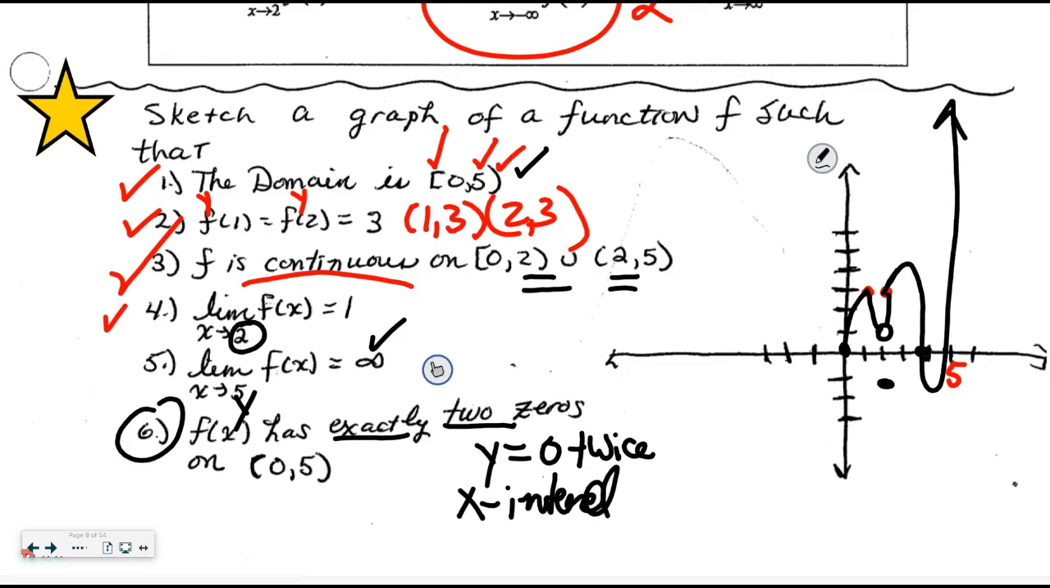And then what you should do with these always is double check. Go back. Am I closed at 0? Yes. Am I open at 5? Yes. Why did I do an asymptote, not an open dot? Because it said I'm going to infinity as I approach 5. Do I have solid dots at 1, 3 and 2, 3? Yes. Am I not lifting my pencil from 0 to 2, 2 to 5, but I'm open at 2? Yes. Is the limit as I approach 2 equal to 1? Yes. So I double checked it.